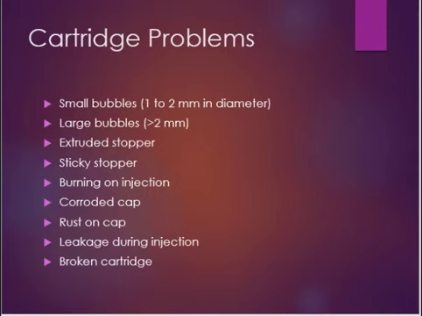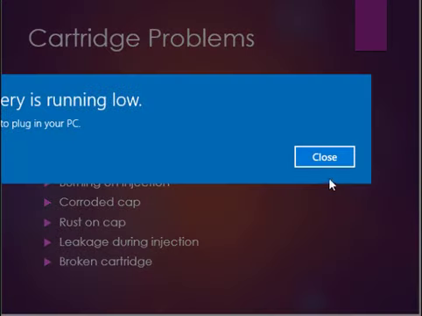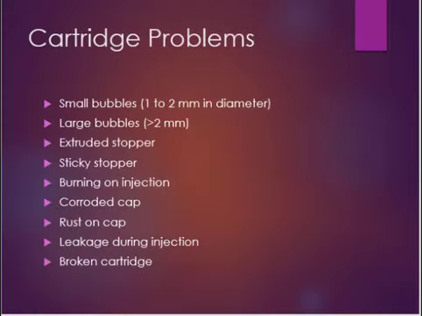So the different cartridge problems you can run into, there's going to be small bubbles. The small bubbles can be 1 to 2 millimeters in diameter, and that's going to tell you that there's nitrogen gas in it, which is harmless. The other cartridge problem that can happen is you can see large bubbles in there, which is going to be greater than 2 millimeters, and that can be a warning that the cartridge has been frozen.